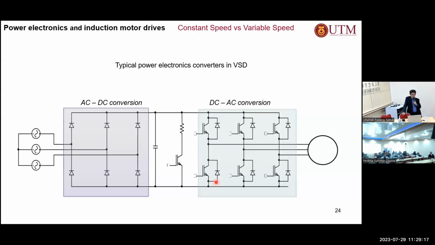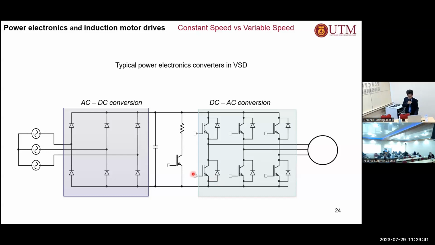There is a more sophisticated converter, the matrix converter. I'm not sure whether it is available in the market, but I don't think ABB supplies that. It directly converts AC to AC without having two conversion stages, and the control is more sophisticated.